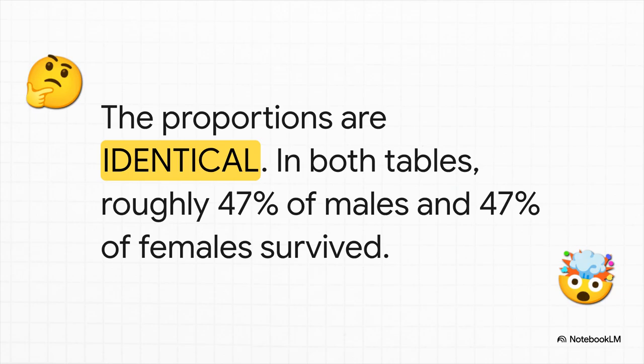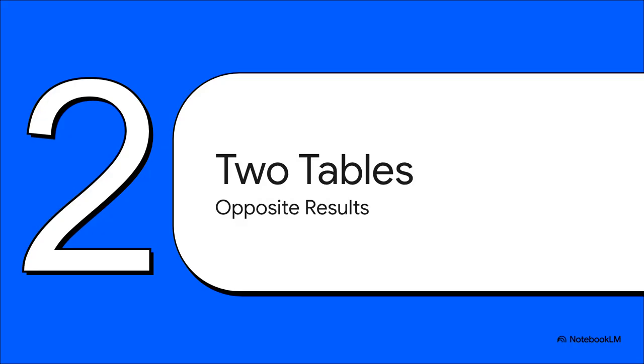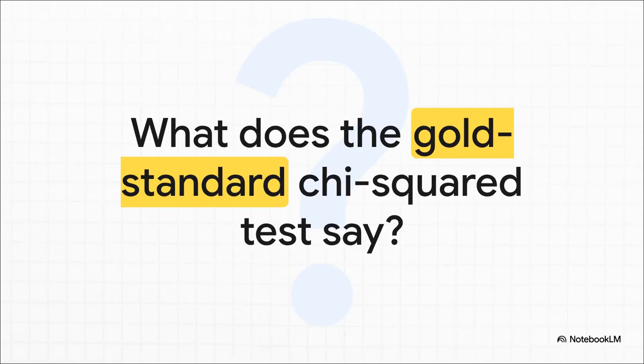So you'd think any statistical test worth its salt would give us the same exact conclusion for both tables, wouldn't you? Well, this is where things get really weird, because the results aren't just a little different. No, they are polar opposites. Let's see what happens when we unleash the standard, workhorse statistical test on this data. The test we're talking about is the chi-squared test. It's the go-to tool for figuring out if there's a real connection between two things, like gender and survival. So let's ask it, what's the deal with our two tables?